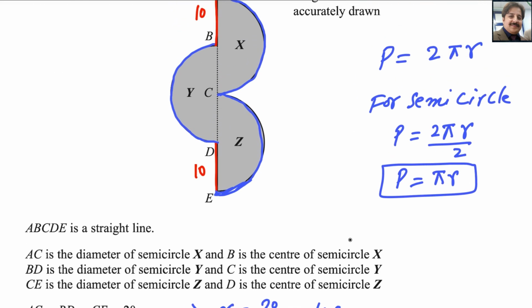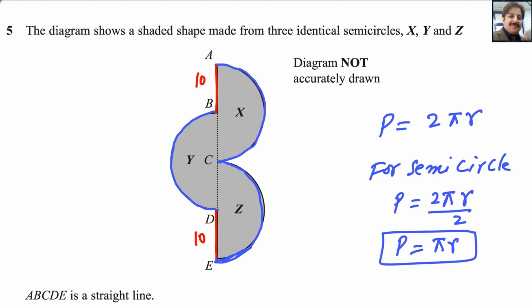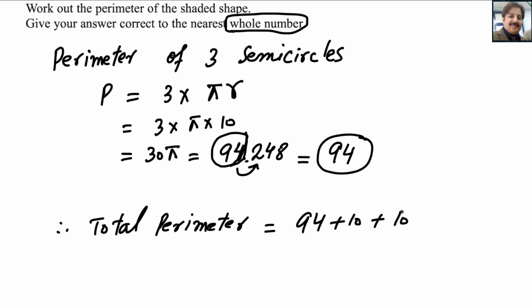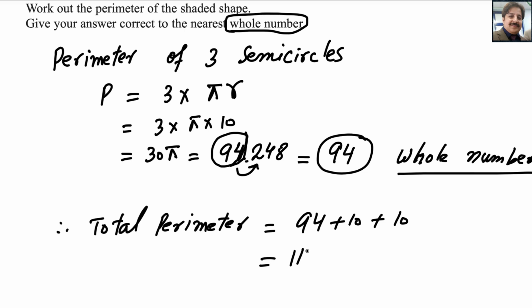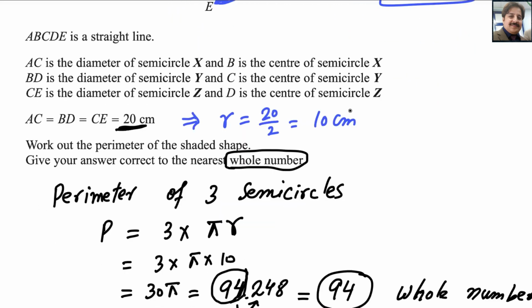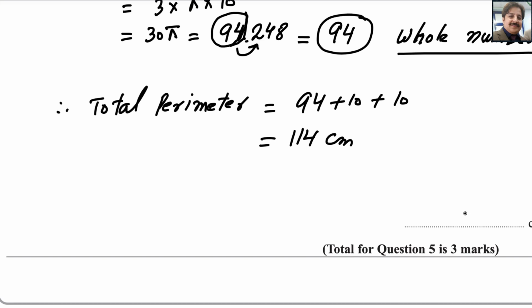As I told you before, you have to add these two sides to get the total perimeter. Therefore total perimeter will be equal to 94 plus 10 plus 10. This is the whole number actually. So our answer will be 114 and the unit will be centimeters. I hope you understand this question. If you did not understand any step, please ask me in the comment box. So it will be 114 centimeters. 114 is the answer.